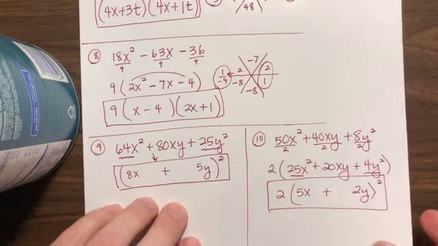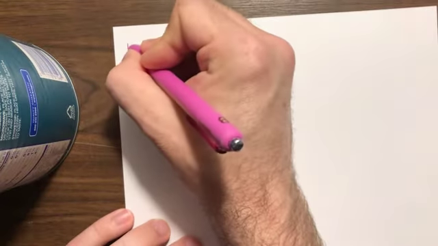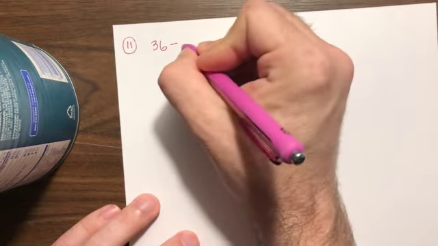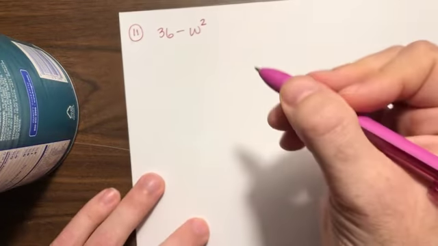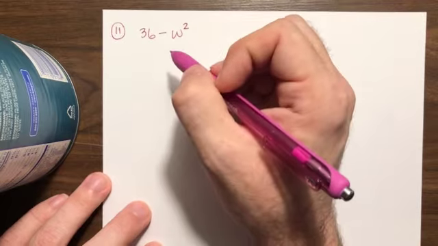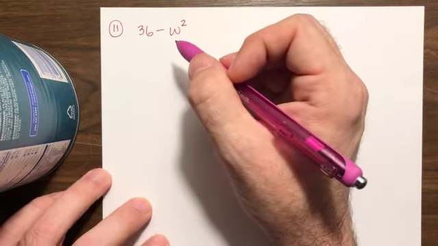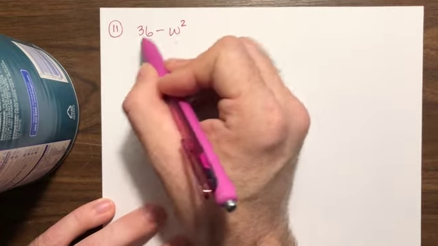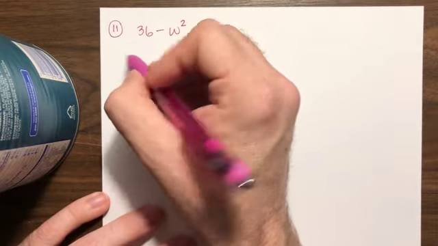Okay, number 11. We have a 36 minus w squared. It's much smaller than all of his previous guys. And sometimes that happens. You get a smaller problem after a bunch of big problems to kind of help you catch your breath. And in this case, I have 2 squares with a minus sign in front of it.